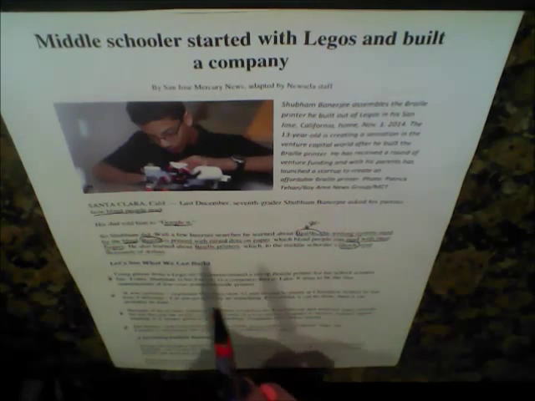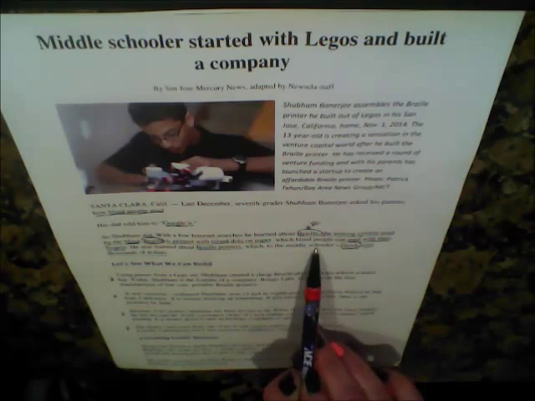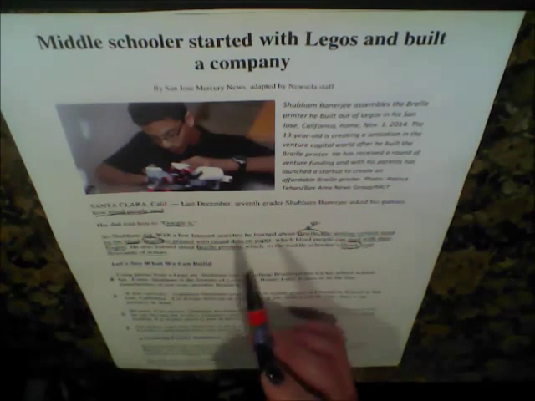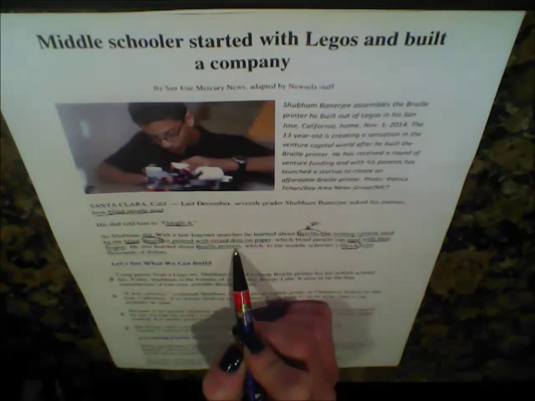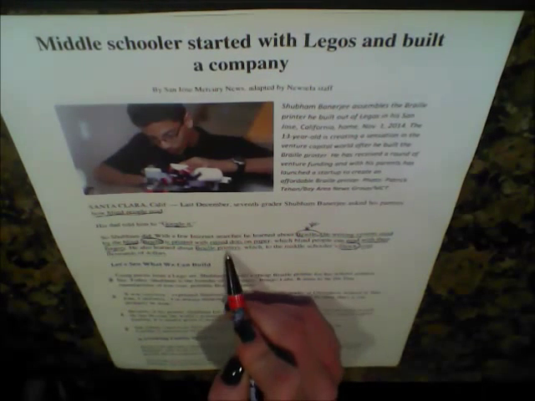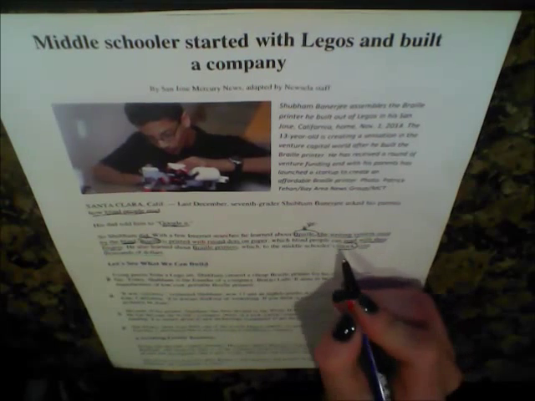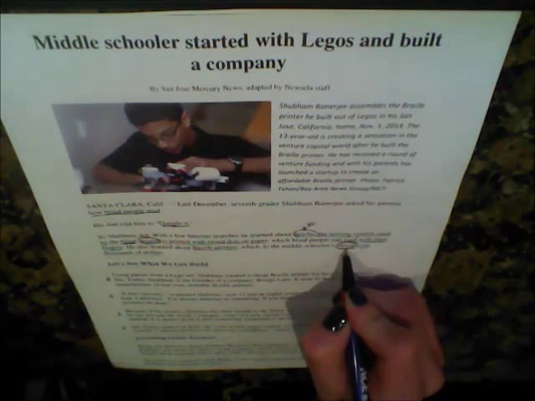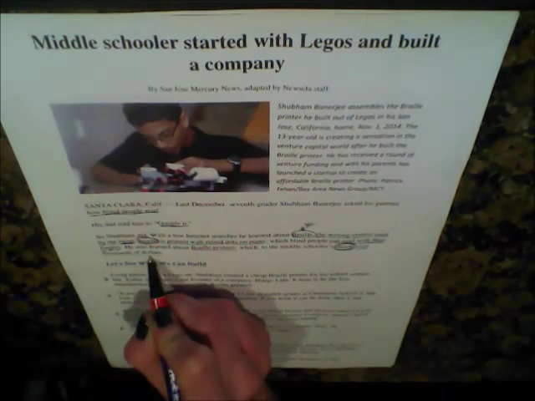He also learned about Braille printers, which to the middle schooler's shock cost thousands of dollars. So Braille printers is very important because we know as we look ahead, that's going to be what his invention is. And then he was shocked, which is part of the problem, that it cost thousands of dollars.